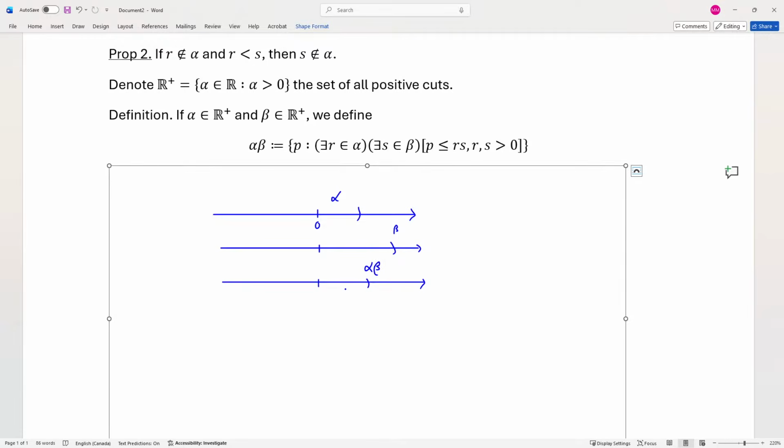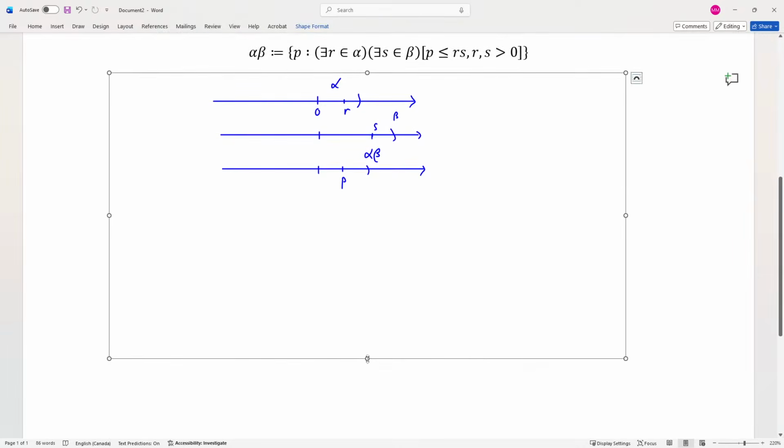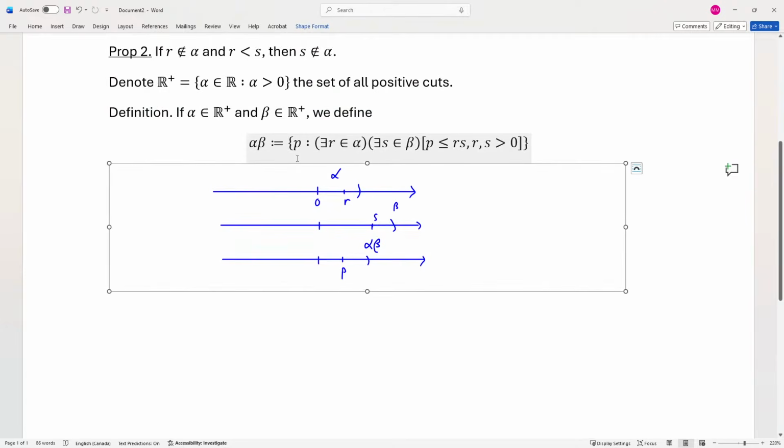Okay, for an arbitrary p in alpha times beta, p is less than or equal to some r times s. This is r and this is s. p is less than or equal to the product of r and s, and r and s are both positive. So that's the definition of the product between two positive cuts. Okay, so this is our definition, and what we want it to satisfy.